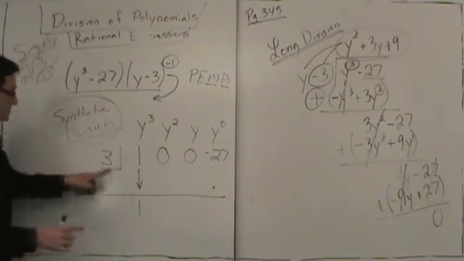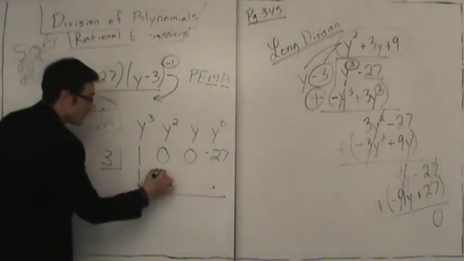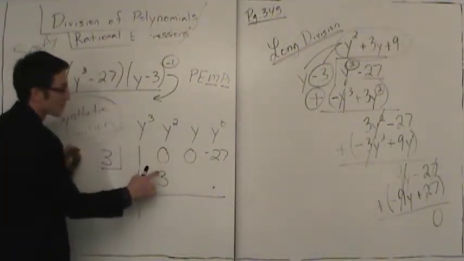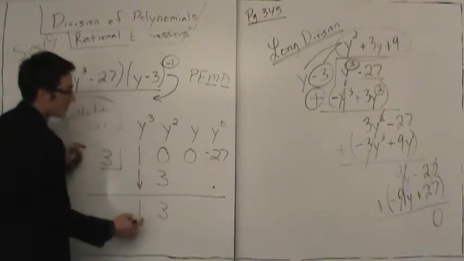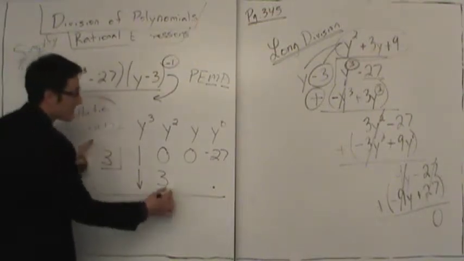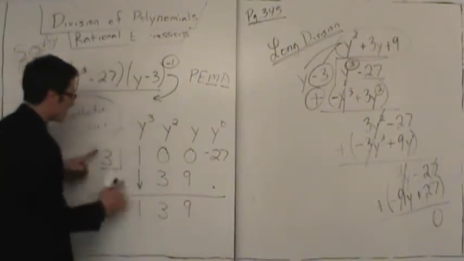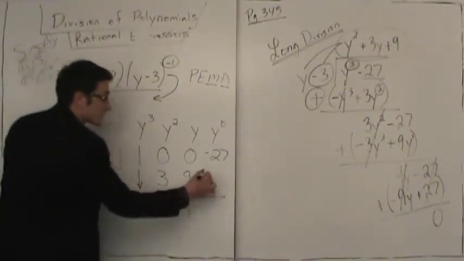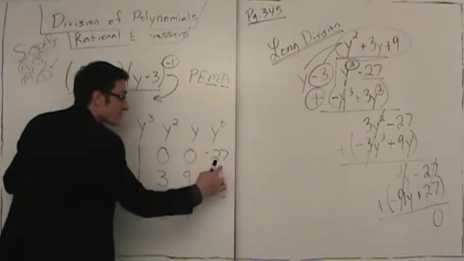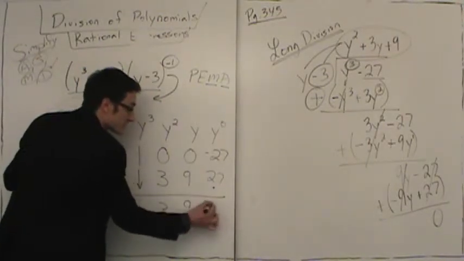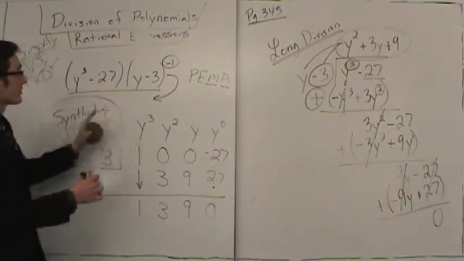So multiply first. 3 times 1 gives 3. Now add. 0 plus 3 is 3. Now multiply. 3 times 3 is 9. Now add. 0 plus 9 is 9. Now multiply. 3 times 9 is 27. Now add negative 27 plus 27 is what? 0.